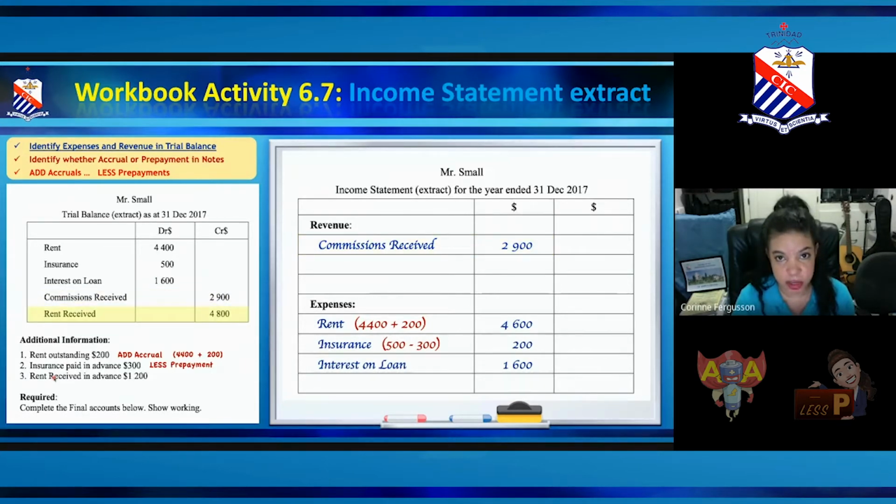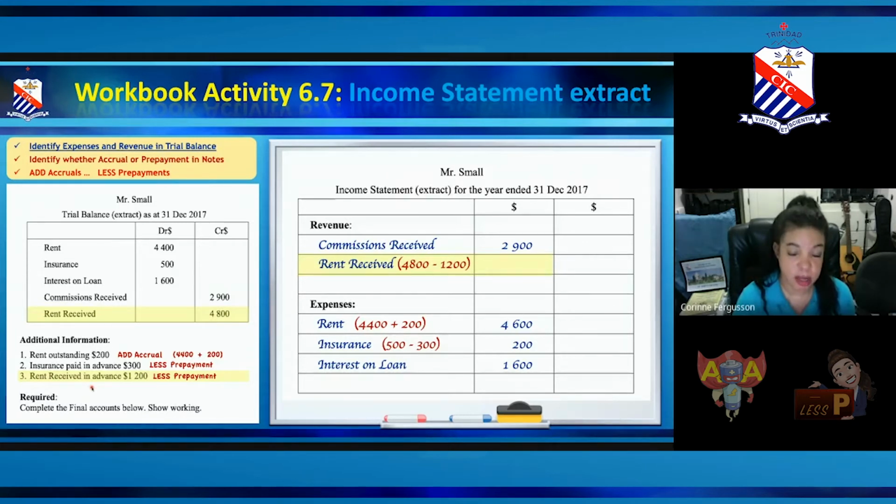Last, we have rent received. Rent received is 4,800. So you check down in your notes. Do you see anything? Yes, we have something related to rent received in advance. It's in advance. When you see in advance, it's a prepayment, and you less prepayments, so you would less it. So you're going into your income statement. It's revenue, so you go under revenue. You write the name of the revenue, which is rent received.